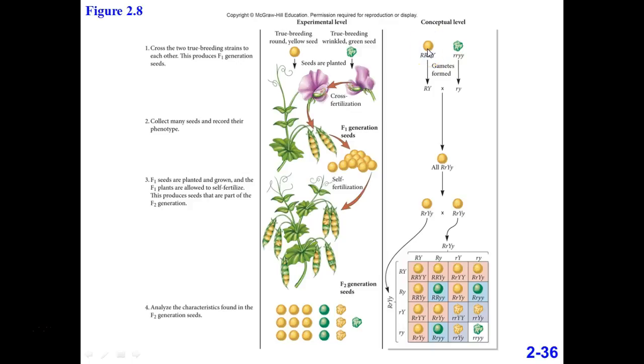But again, R is standing for round, and that's dominant. And that's why it's the capital R. And yellow color is also dominant, so that's why it's a capital Y. Where wrinkled ends up being a little r because it's recessive to round. And then green color ends up being denoted in the genotype as a little y because yellow is dominant over green. That's why they keep the letter of the dominant trait, and then the recessive one gets written as a lowercase of that dominant. That's the system they use for writing out genotypes.